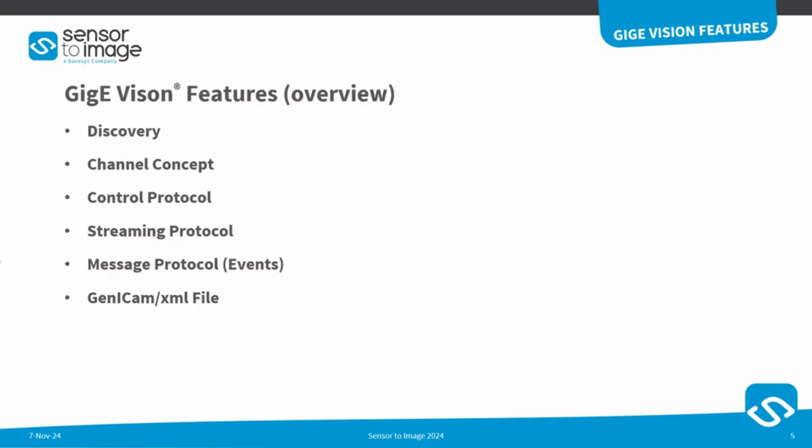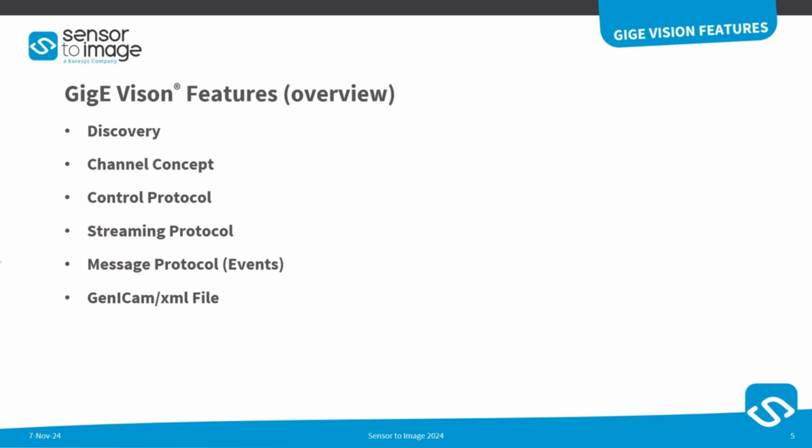Let's have a closer look at the key features and concepts of GigE Vision. These include the discovery mechanism to find GigE Vision devices in the network, a channel concept to exchange different kinds of information between device and host, the control protocol to exchange control information, the streaming protocol to send stream data, for example images, from a camera to a host application, the message protocol to send events from a device to a host application, and finally, the connection to the GenICam software standard.